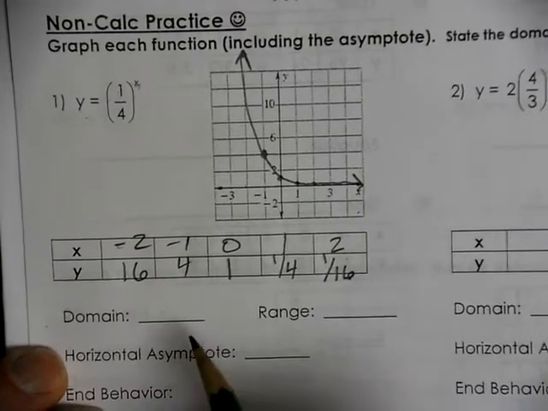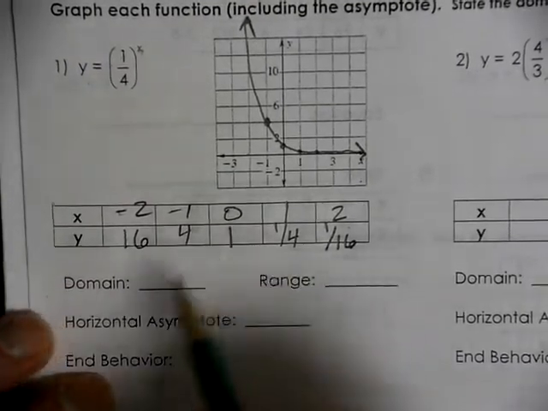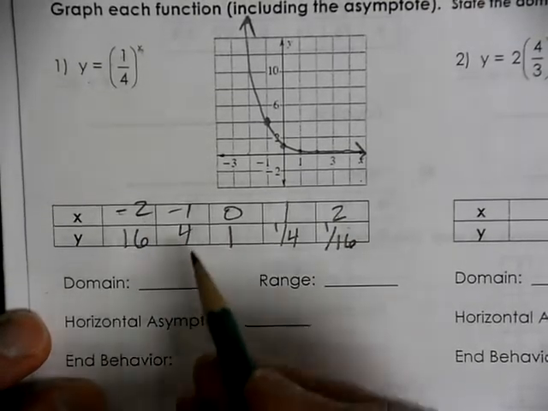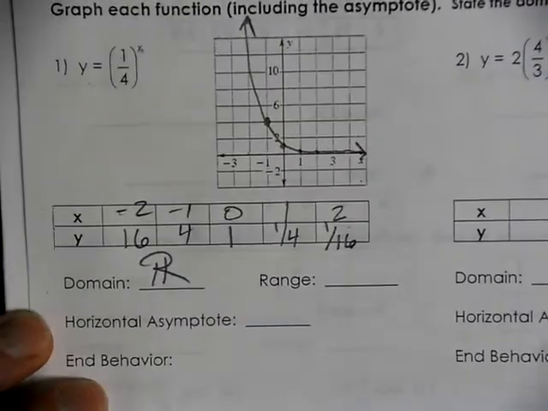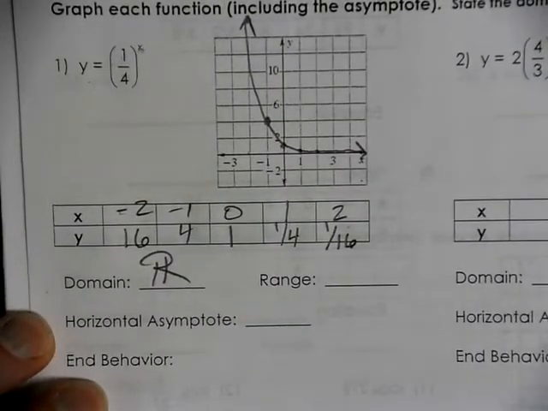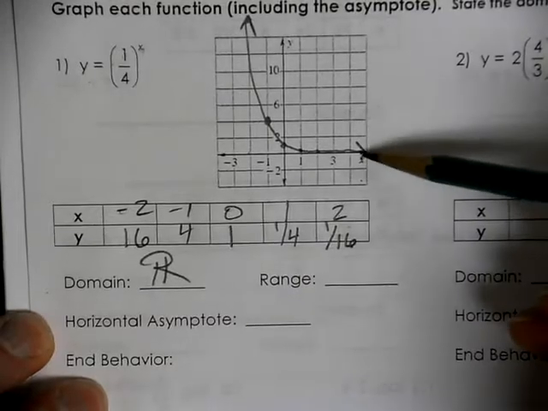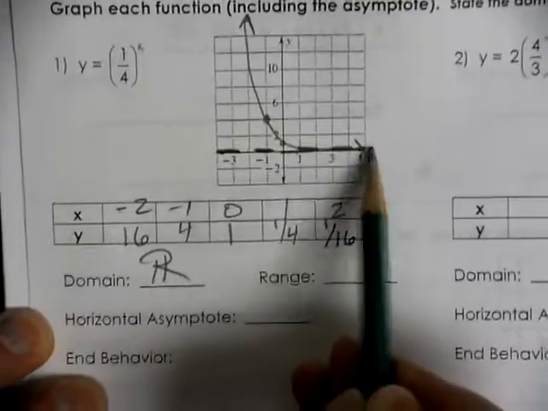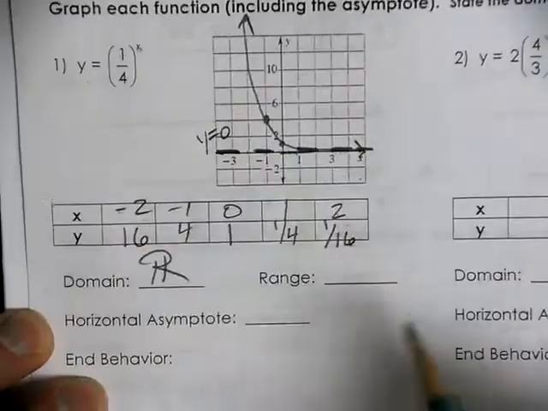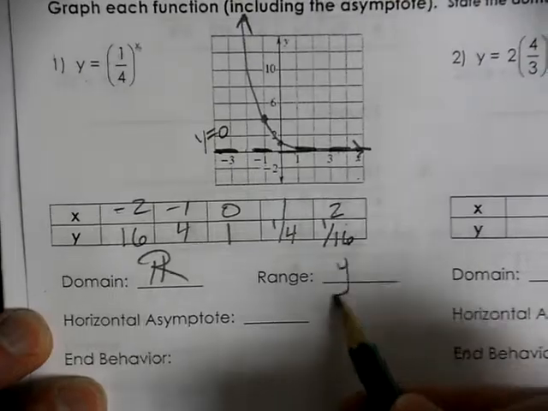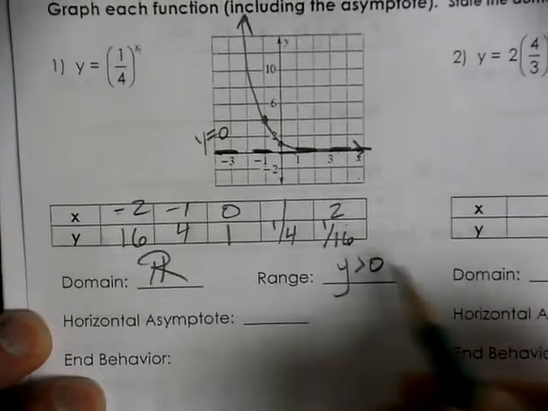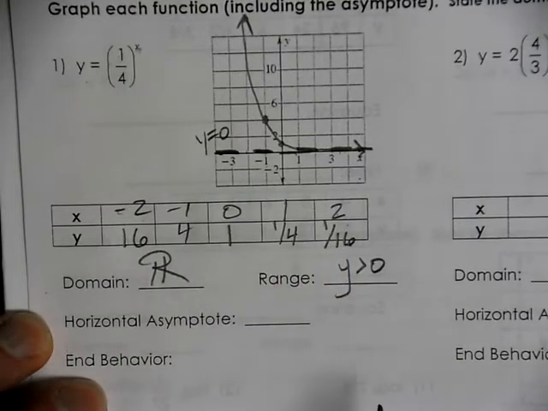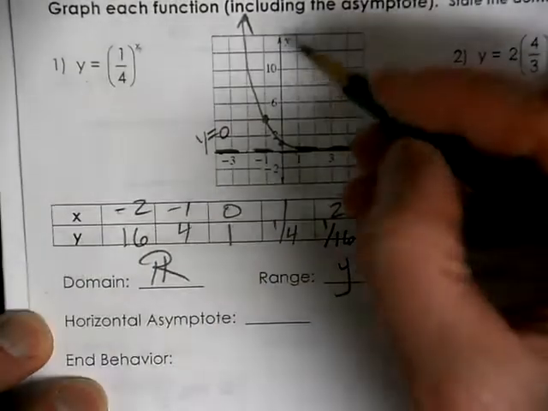Looking at this, we know our domain. What x values you can type in, positives and negatives. So it's all real numbers for exponential graphs. The range, if you notice, it is going from the asymptote, which is y equals 0, and it's going up from that. So it's greater than 0. All the y values will always be greater than 0. It'll never reach 0. It'll never go below 0.